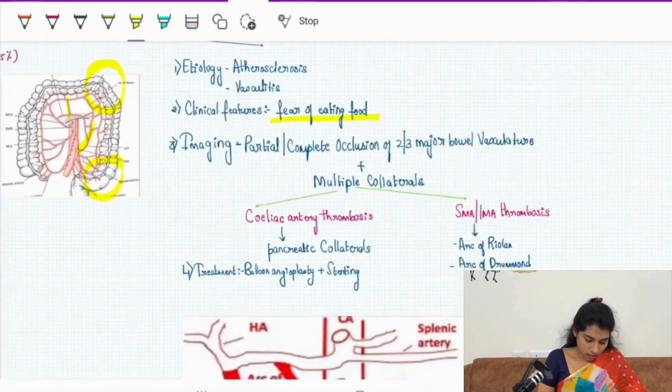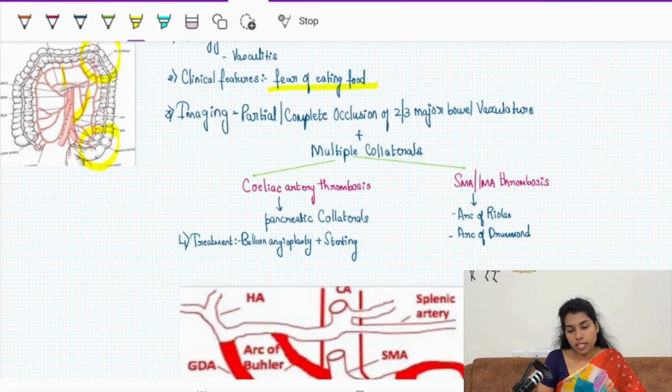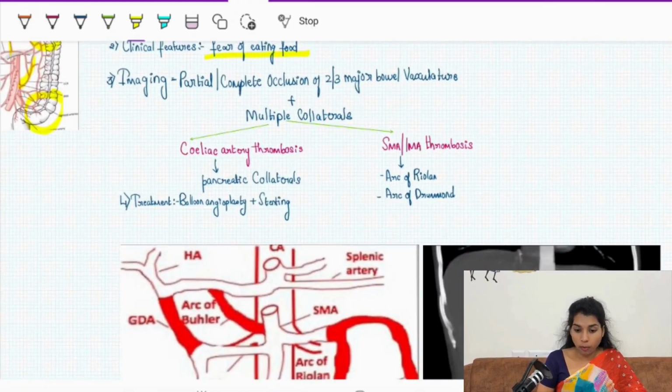Coming to the imaging features, when do you call a chronic mesenteric ischemia? When there is partial or complete occlusion of 2 out of the 3 vessels. Which are the 3 vessels I'm talking about? That is the celiac artery, superior mesenteric artery, as well as the inferior mesenteric artery. Along with it, you will see multiple collaterals because it is a chronic state, right? Collaterals would have developed. Now, it is important to know which collaterals are important.